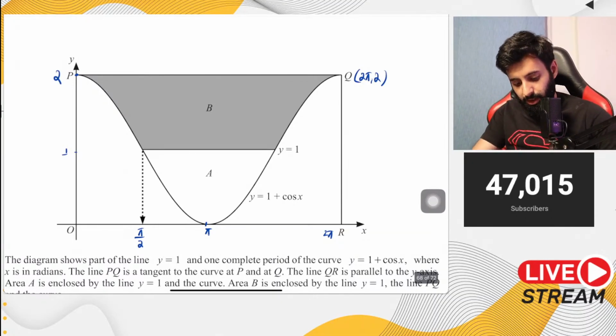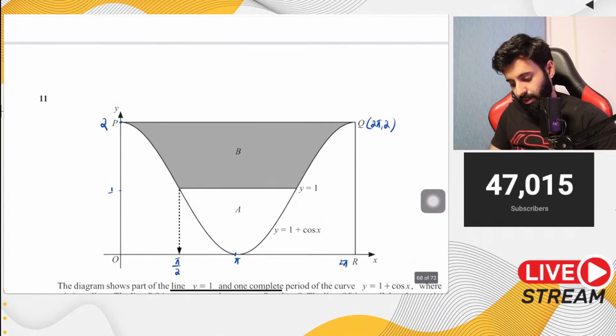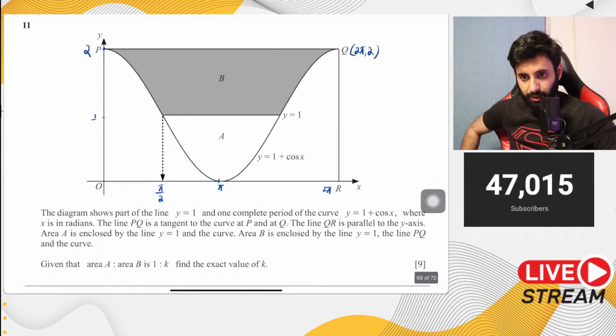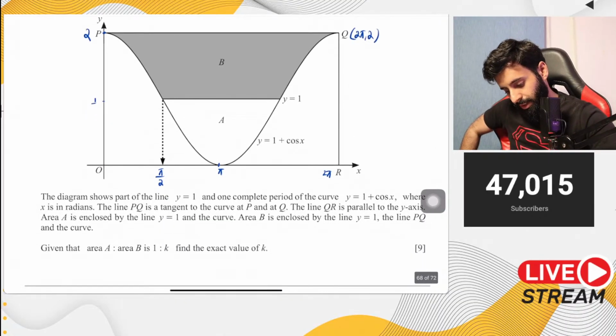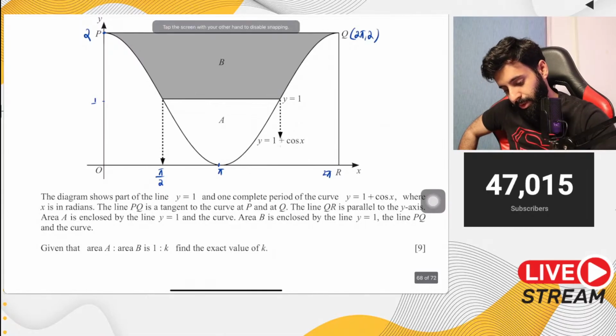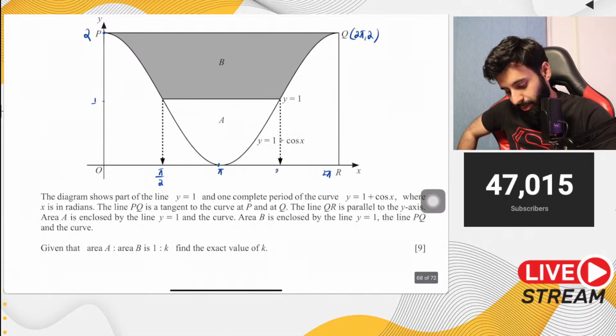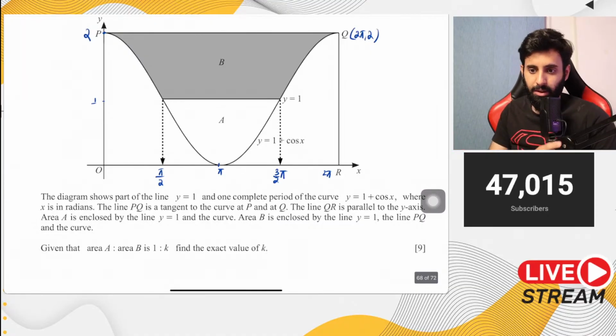Why? Because we are over here looking at the graph of not just cos x, we're looking at the graph of cos x plus 1. And then just like that, this point will be what? This point will be 3 upon 2 pi. Okay, so this is us just trying to get familiar with the question.